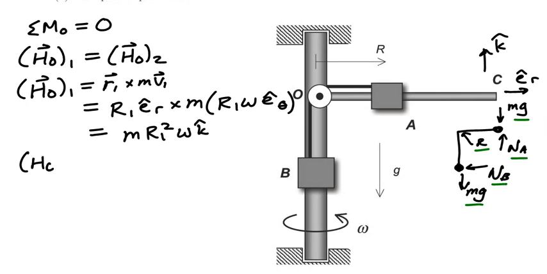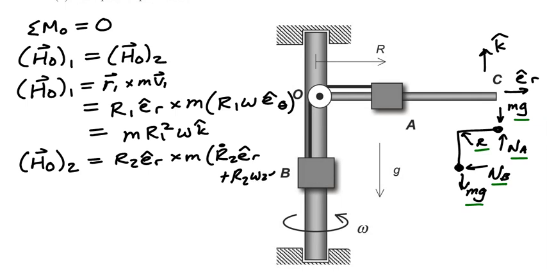Now at the second state, we've moved out some further distance, and so this is going to give me now r2 in the e_r cross m times now r2 dot in the e_r plus r2 times omega 2 in the e_theta. The r dot term comes in now, of course, because A could be moving radially outward. The key thing to note is that even though that dot term is there, it's going to quickly go away because e_r cross e_r is 0, and so what I'll be left with here is m times r2 squared times omega 2 in the k.